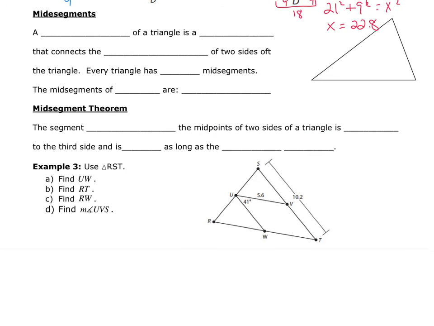Remember at the very beginning I said that we're going to learn about 3 special segments in this video, and that's medians, midsegments, and angle bisectors. So we've already talked about medians, but we're going to talk about midsegments now. So a midsegment of a triangle is a segment that connects the midpoints of 2 sides of the triangle.